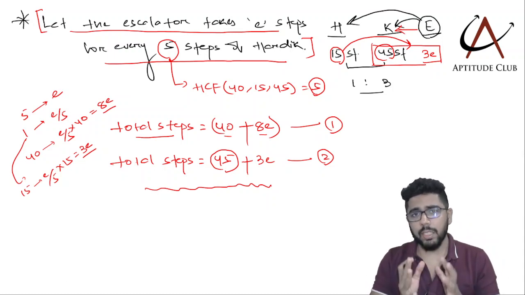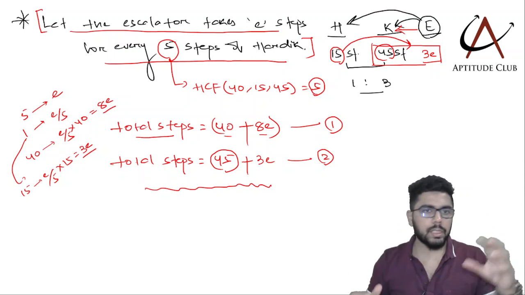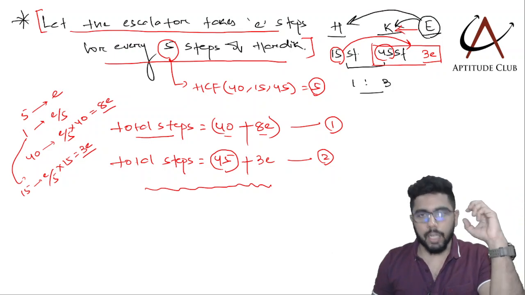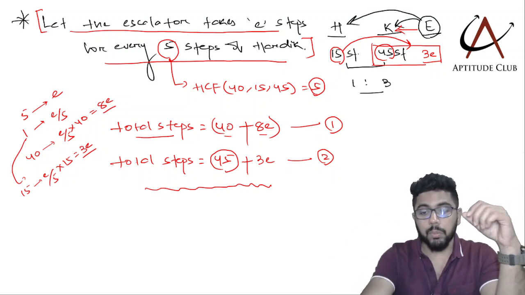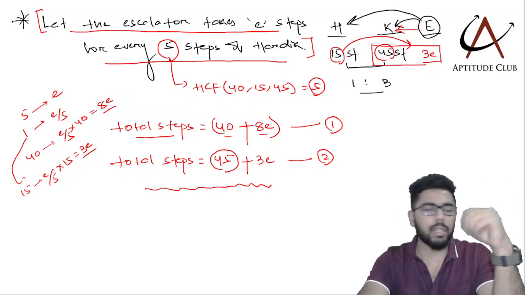Always remember, in escalator questions, the total number of steps is the key. And we got it very easily using the HCF approach. So this number 5 is crucial. And I hope all of you understand why we took 5 and how it is helping. Because it is easier to divide. That's the reason we took it as the HCF and not any other number.